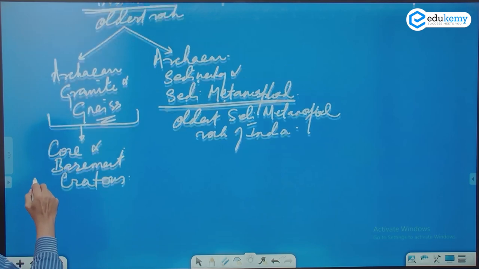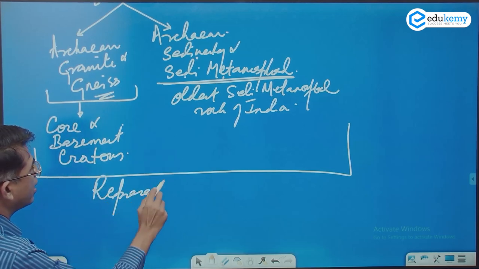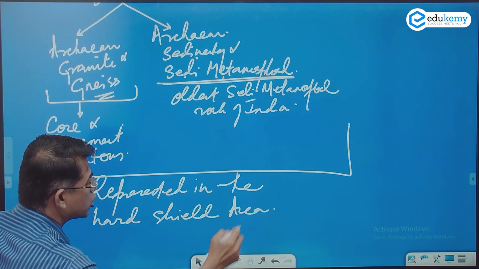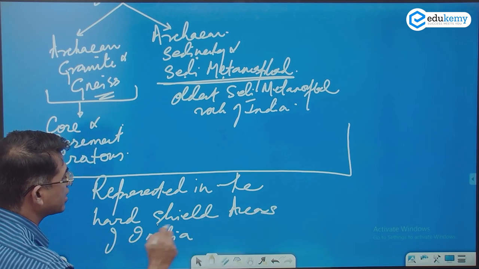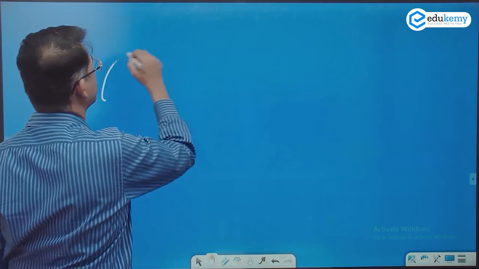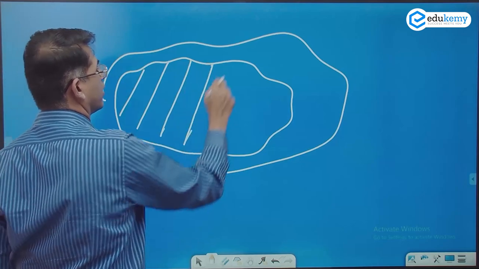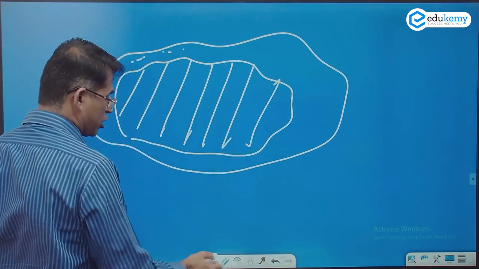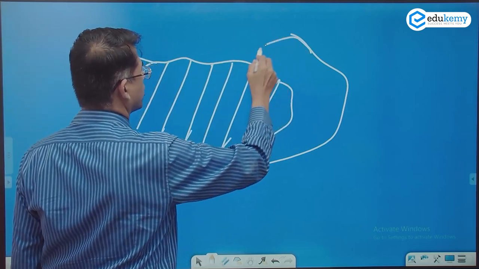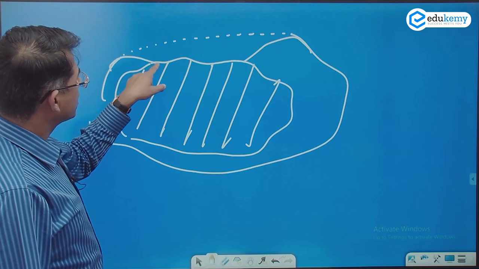Now, these two together are represented in the hard shield areas of India. You remember what shield areas are? Shield areas are the cratons which are exposed. This is the continent here. Inside the continent, this is the massive craton, and above the craton, these are all sedimentary rocks. In time, these rocks are eroded and the craton gets exposed. So this was the earlier continent. This part has been eroded and now the craton has been exposed.